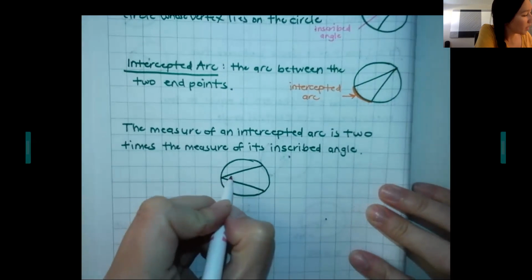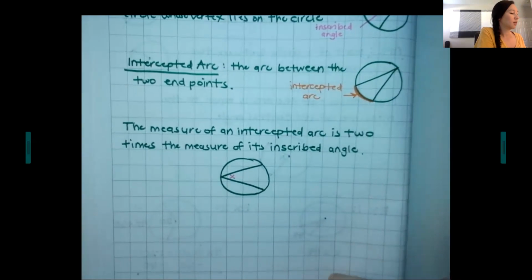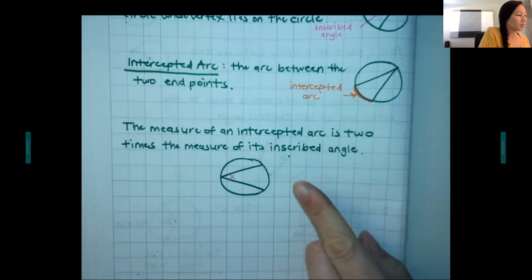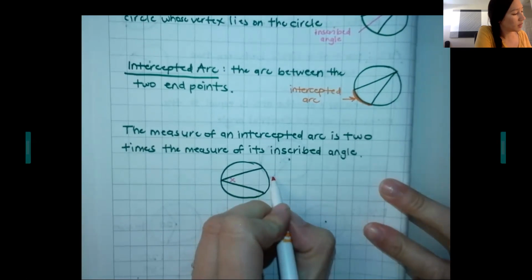So here's our inscribed angle, which is x. Its arc is going to be 2 times that, so it would be 2x.